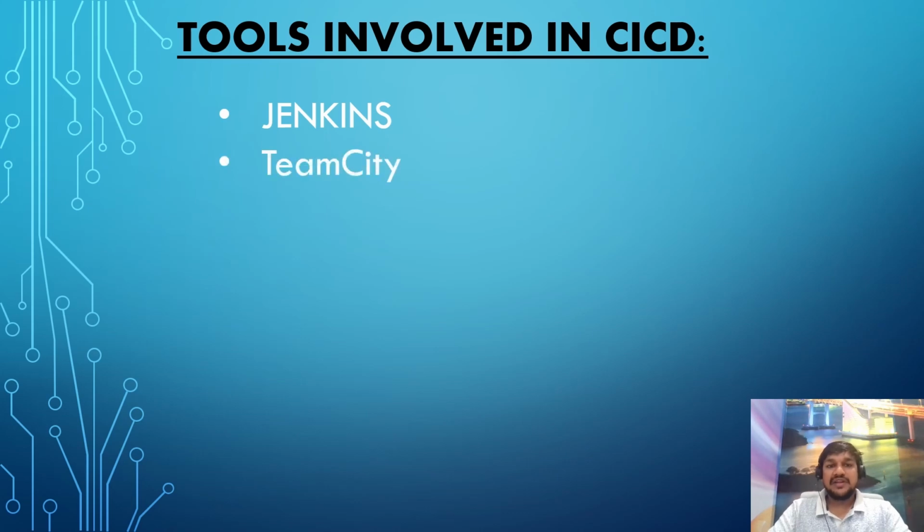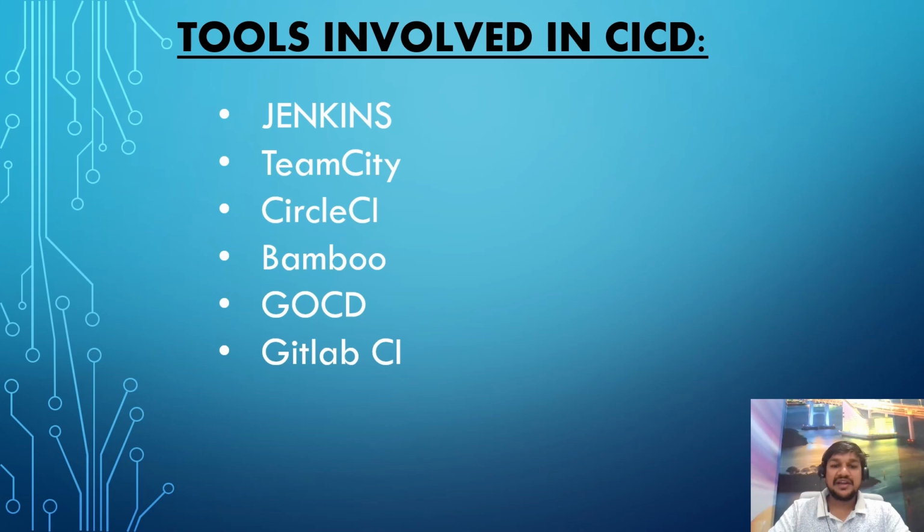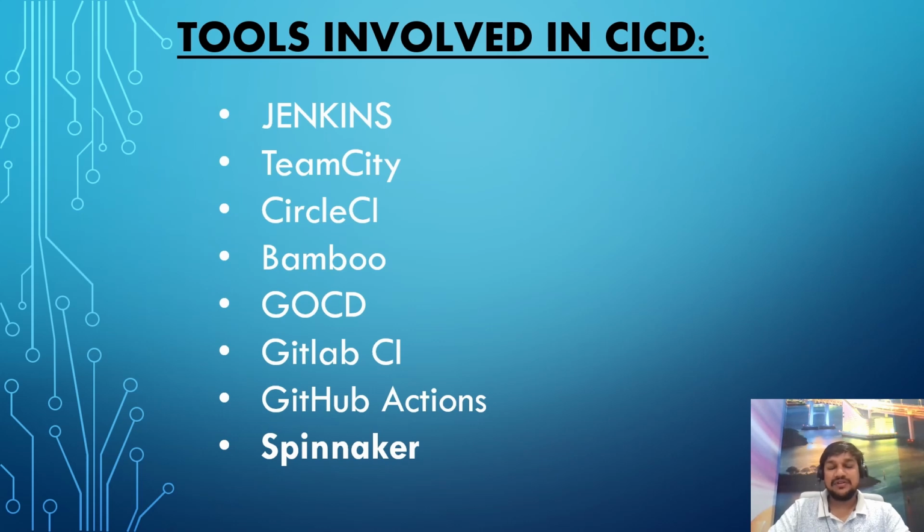A couple of other tools are TeamCity, Circle CI, Bamboo. These are some famous tools. GoCD, GitLab CI, and GitHub Actions. One more is Spinnaker, which is used for the deployment of mostly Kubernetes-related applications. Some other tools are also there, like Ansible, which is for configuration management and automation, Puppet, and Chef. I have not gone into those, but they are also there. So these tools are used for the CI/CD part.